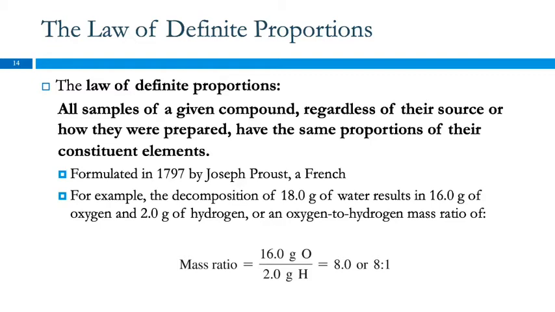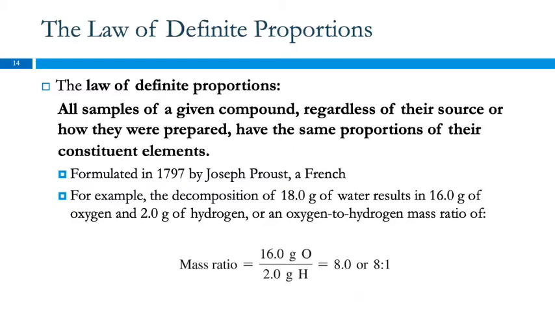So, example here, if you take water, you can decompose water into its component elements, hydrogen and oxygen. If you start with 18 grams of water and decompose it, you'll end up with 16 grams of oxygen and 2 grams of hydrogen. And so we can look at the ratio of those masses. It's generally convenient to take the larger one relative to the smaller one so that you get whole numbers or numbers that are larger than 1. So we can look at that mass ratio, 16 grams of oxygen to 2 grams of hydrogen, a ratio of 8 to 1, right?